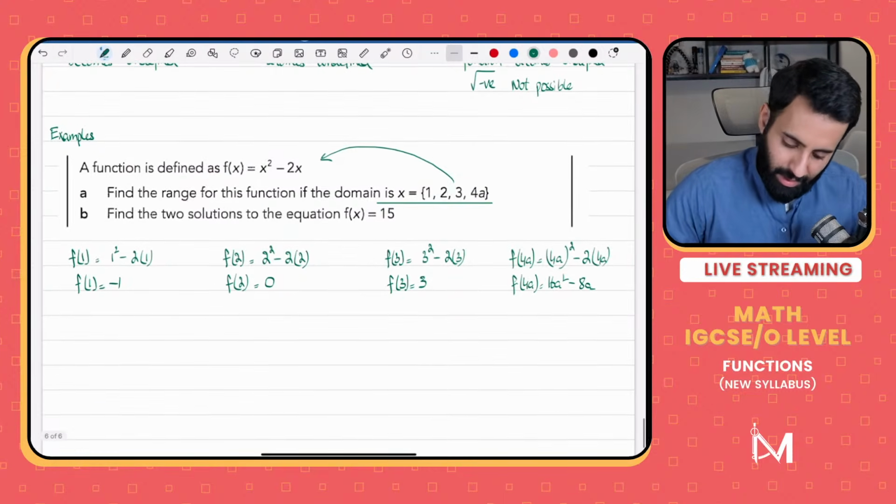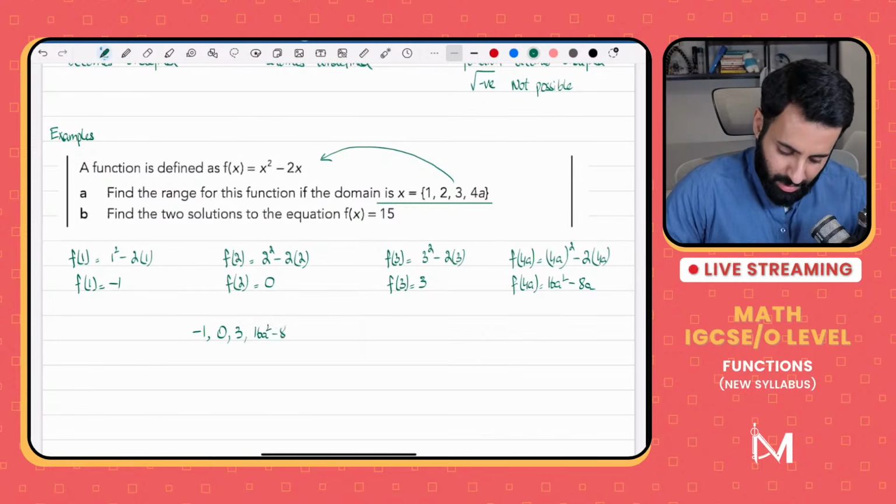So in the end, we're going to write our answer nicely. Minus 1, 0, 3, 16a squared minus 8a. And put this inside curly brackets.